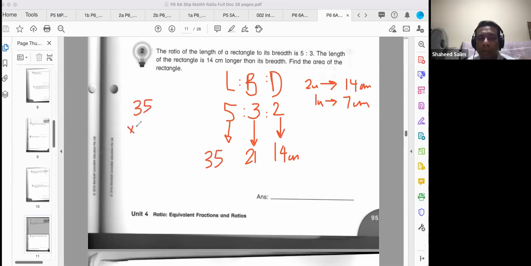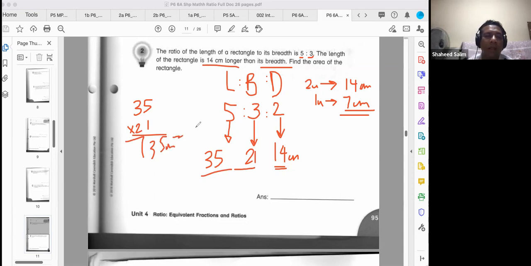35 times 21. Okay, I repeat. The difference is 2 units. Where do I get 2 units? Length minus breadth. Length is 5, breadth is 3. So 2 units is the difference. This 2 units is equal to 14 cm. How do I know that? They tell you over here: the length is 14 cm longer than the breadth. So 2 units, 14 cm. 1 unit, 14 divided by 2 gets 7 cm. 3 units, 3 times 7, 21 cm. 5 units, 5 times 7, 35 cm. Now you take these two and multiply, you get 735 square cm, and that's your answer.